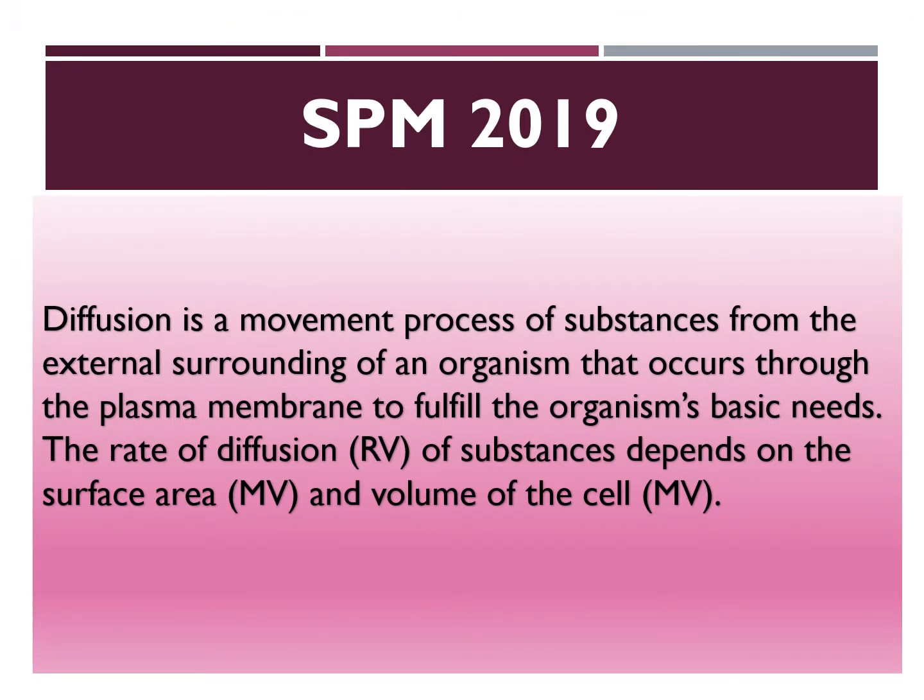Diffusion is a movement process of substances from the external surrounding of an organism that occur through the plasma membranes to fulfill the organism's basic needs. The rate of diffusions, okay, this one we underline it, this is the responding variables, of substances depend on the surface area, this is manipulated variable, and volume of the cell. So this one is also manipulated variables.